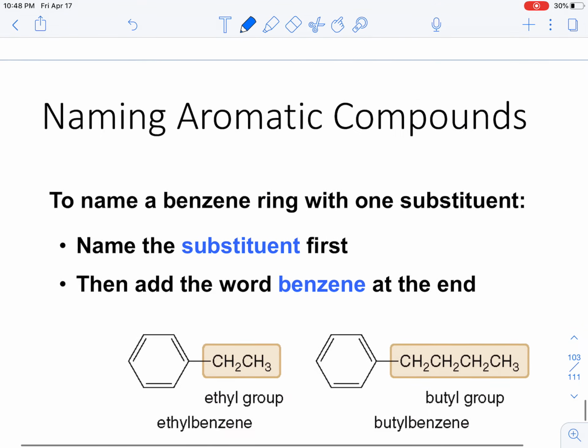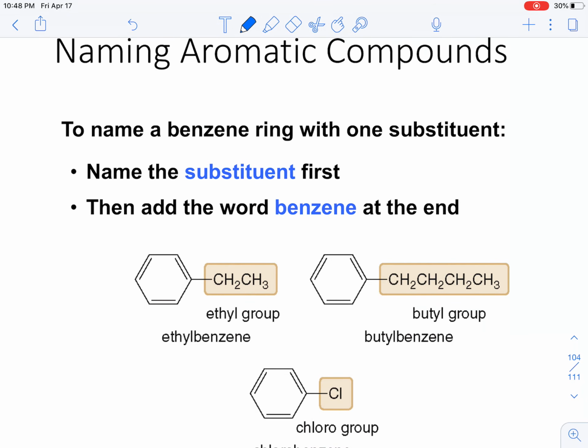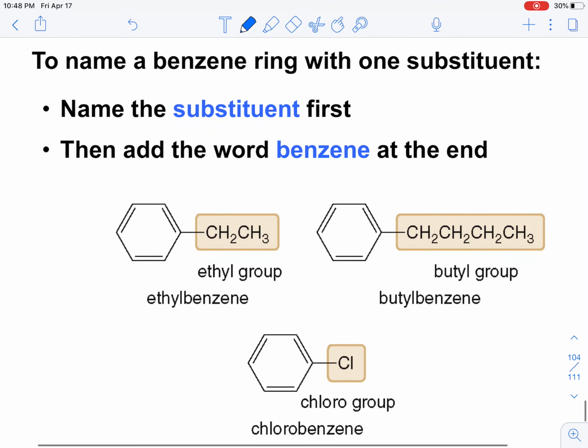All right, and so let's go ahead and talk about naming these aromatic compounds. When we're naming these aromatic compounds, we're only dealing with benzene. So we're going to learn how to name benzene rings with either one substituent or many substituents. Let's go ahead and look at benzene rings with one substituent. If you only have one substituent, the carbon that has that substituent is always going to be carbon number 1.